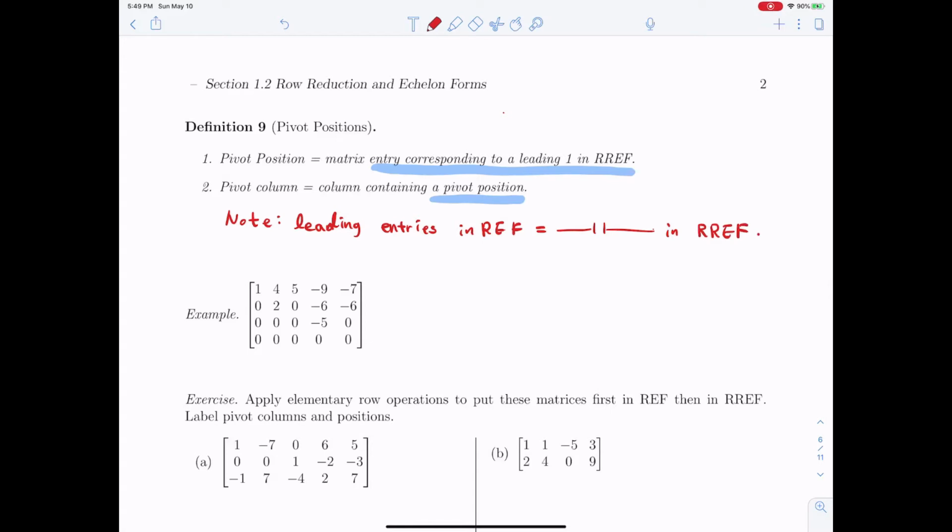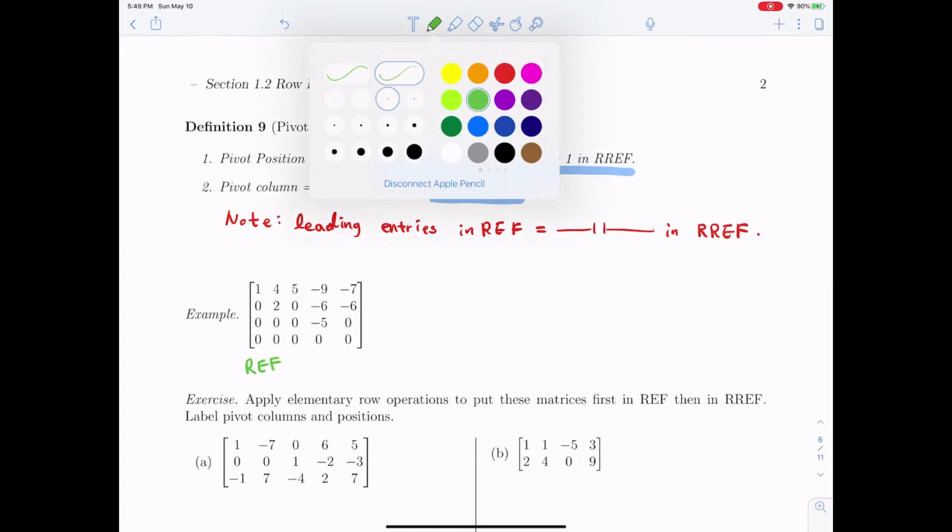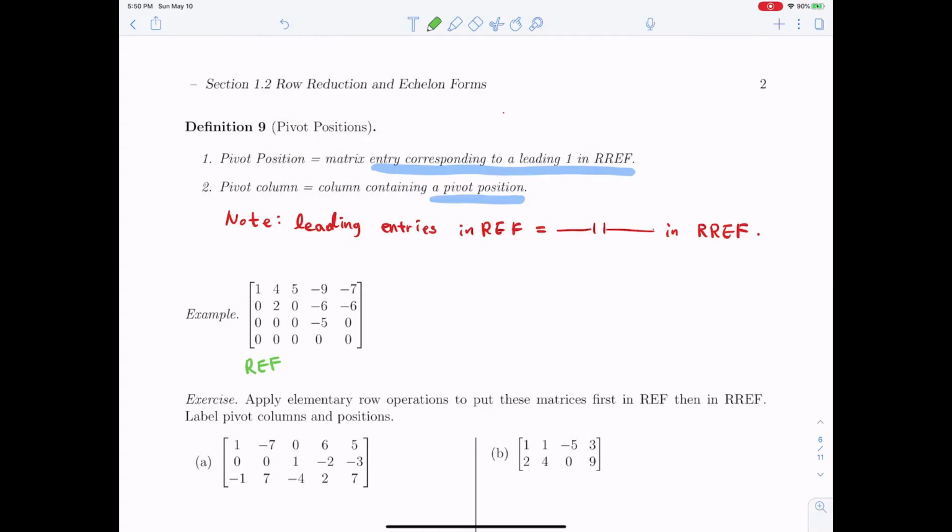Okay, so let's look at the given examples and identify where the pivot positions and pivot columns are. This is the REF of a certain matrix. Here, the pivot position corresponds to the location of the leading terms, and the pivot columns are the columns that the leading terms are located in. I want to note that numbers like 1, 2, and -5 are not pivot positions, but a pivot position is the position.